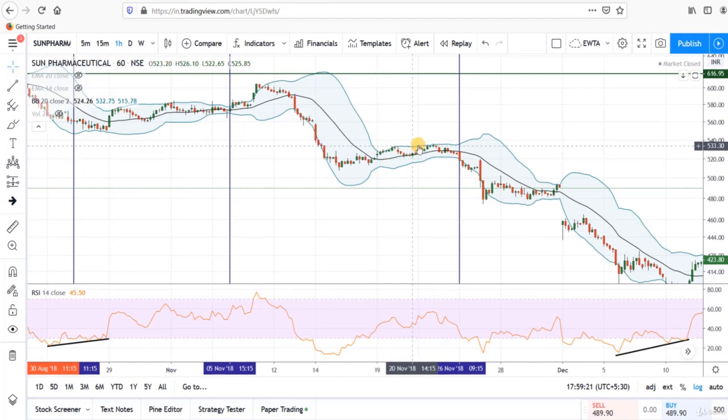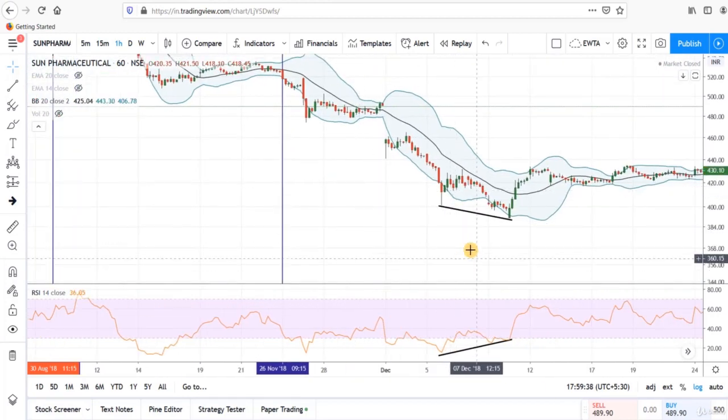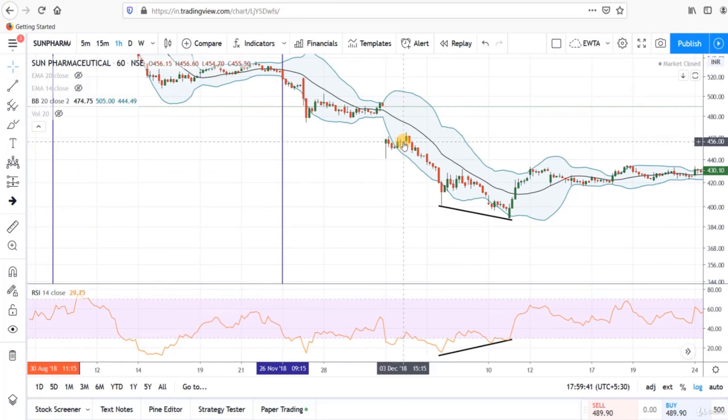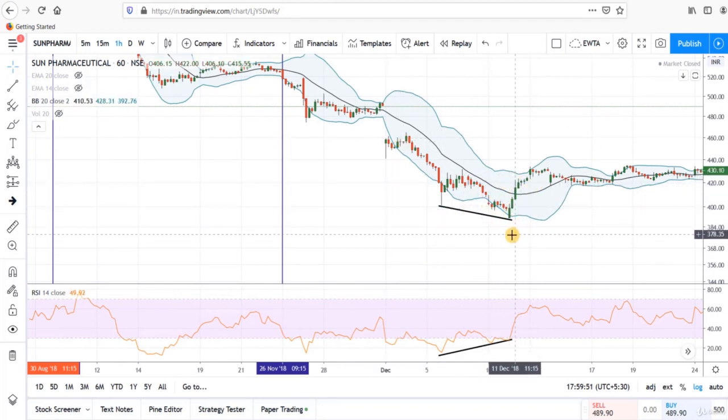You can see here there is a contraction in the prices. So here we are getting an early signal of the breakout, and here as we are getting a positive divergence and Bollinger Band is also going sideways. So here we are getting an early signal of the end of this down move.